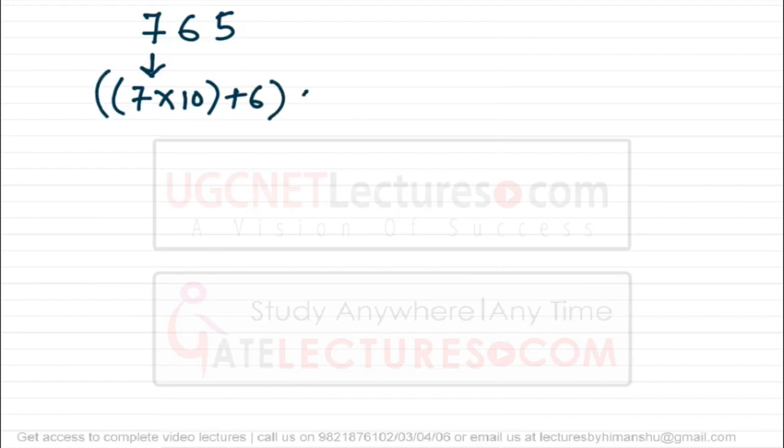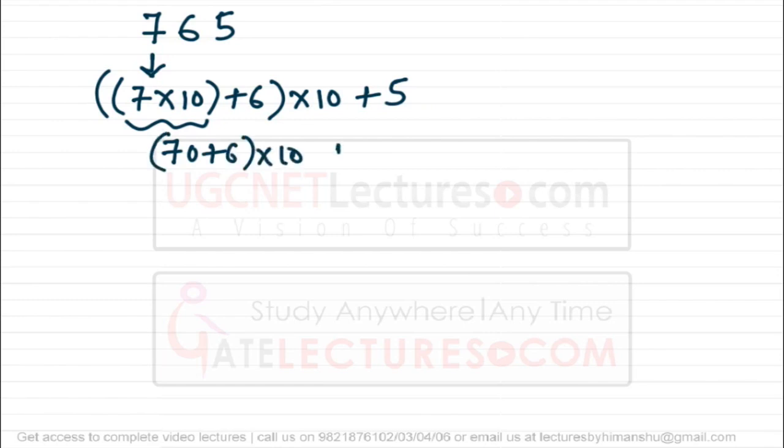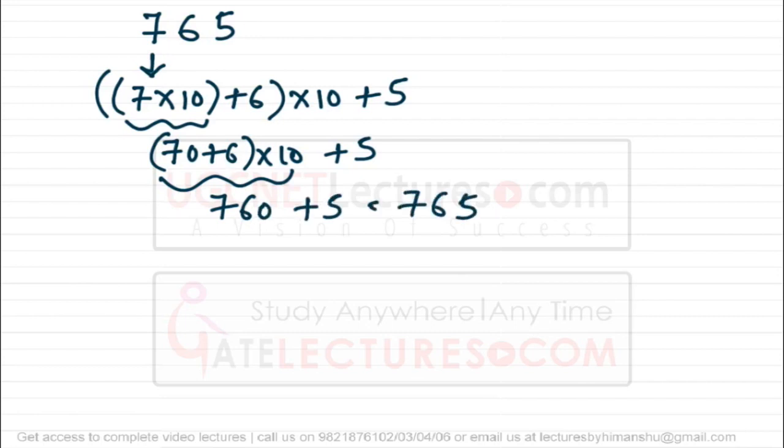You can easily see this with the help of a decimal number itself. Suppose you have a decimal number 765. We are just trying to verify our shortcut. What is the face value of this number? 7. If you have to append 6, you multiply with the base and add 6. Okay, you have appended 6. Now if you have to append 5, you multiply with 10 and add 5. Just quickly see what this is going to be. This is going to be 70 plus 6 into 10 plus 5. This is going to be 760 plus 5. See, you've got 765. So the base for this shortcut is the decimal number itself.